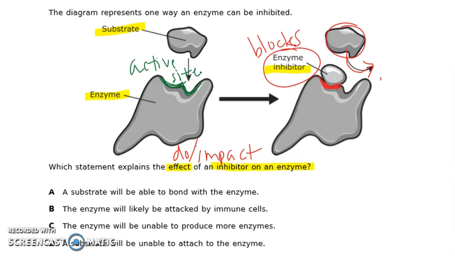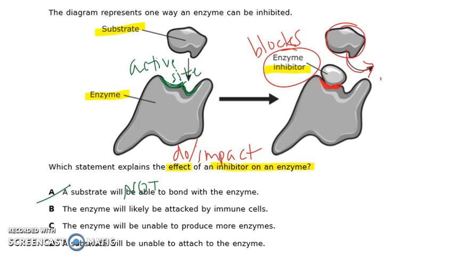So we want to find which answer choice most correctly says what we've just seen in this picture. So let's go through each one. A, a substrate will be able to bond with the enzyme. Well, normally that is what can happen. But when we have an inhibitor, the substrate will not be able to bond with the enzyme. And A says it can, so that is not correct.